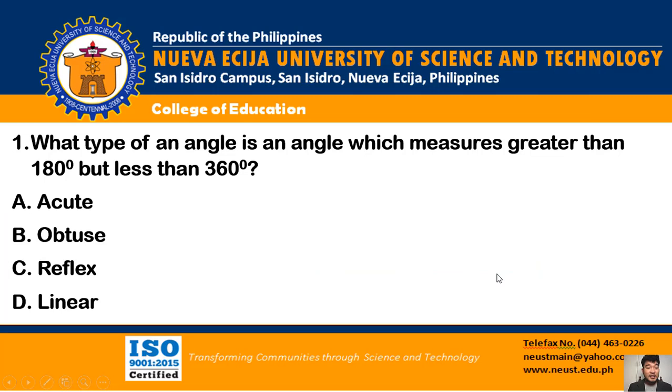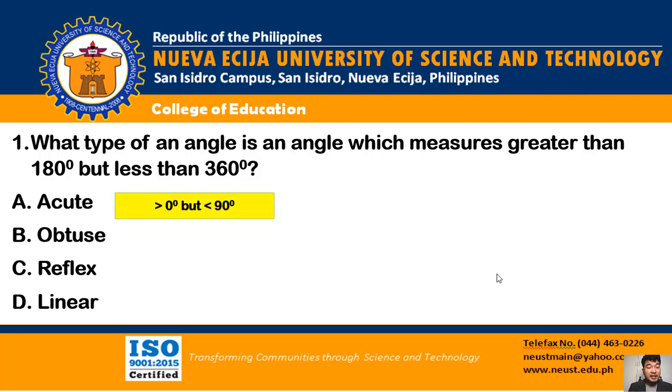The first question is, what type of an angle is an angle which measures greater than 180 degrees but less than 360 degrees? First, let us define the following types of angles.